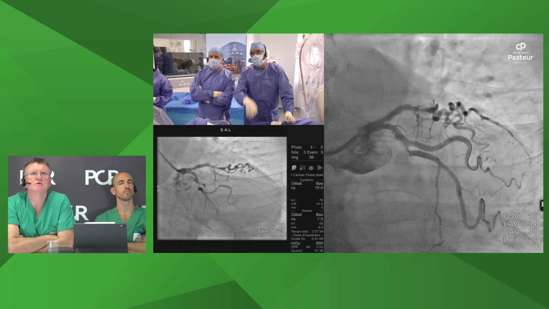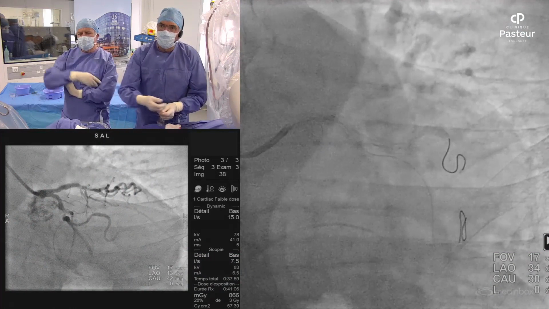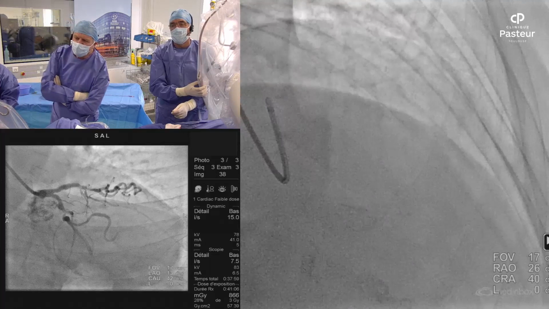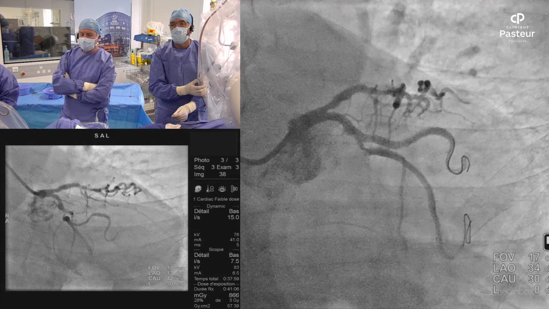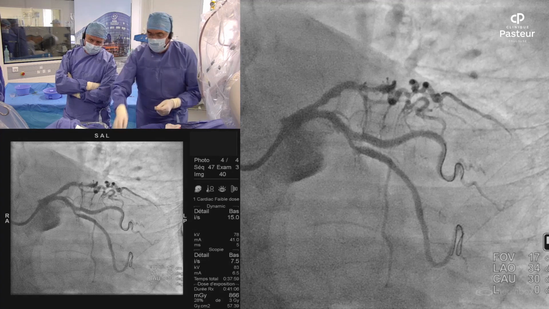The stent, a dozen. We see on this view that there is a dissection on the curve. Definitely we need to do something. Yeah. On this, yeah. Sorry. Unfortunately, I will say, we see the stagnation of the contrast also. Yeah, yeah. Okay. Now it's another story.